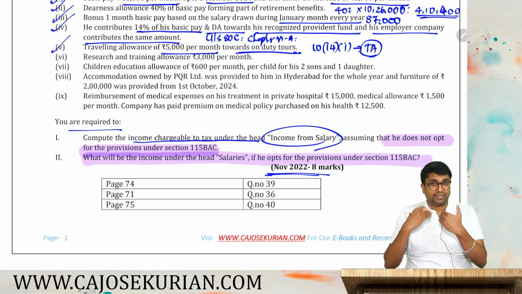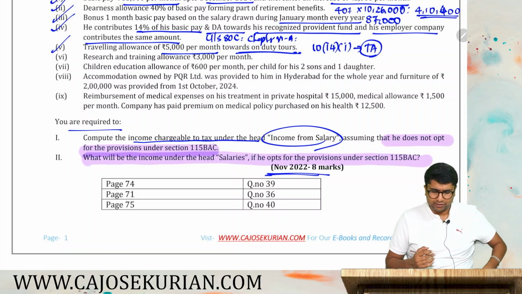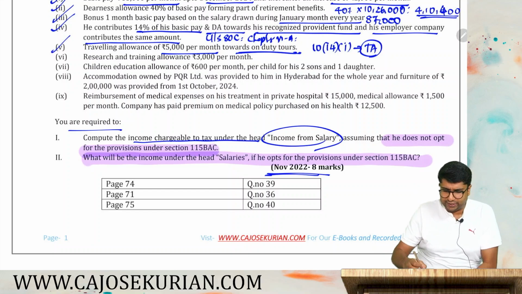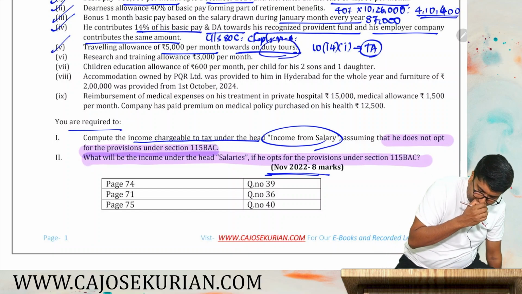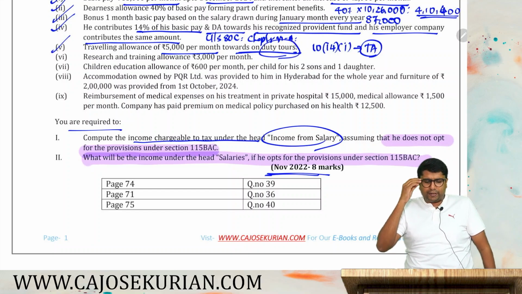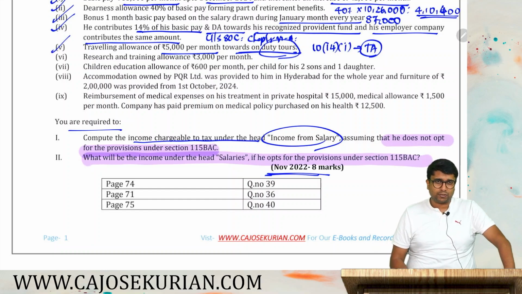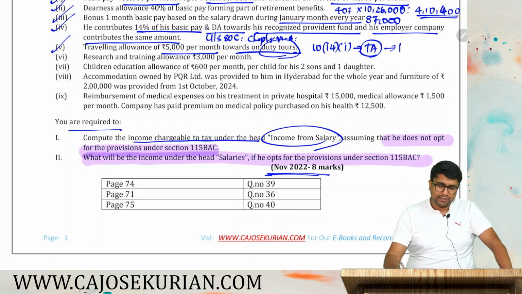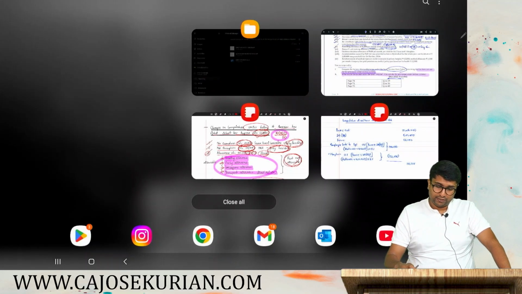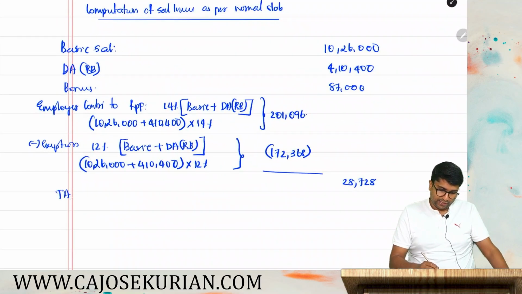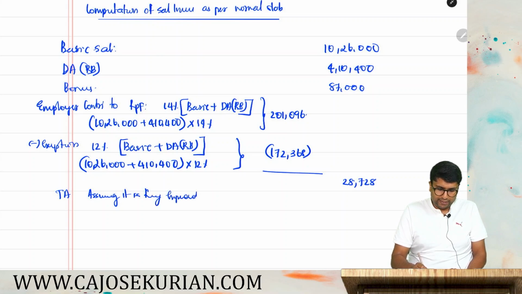Why? Because it is fully expended. Because he has already done his duty. It is given for duty tours. He might have already performed those tours, and he might have already expended that 5,000 per month, and we are claiming full exemption for that 5,000 per month. So traveling allowance, I am writing, assuming it is fully expended and exempted as well, nothing shall be taxable.